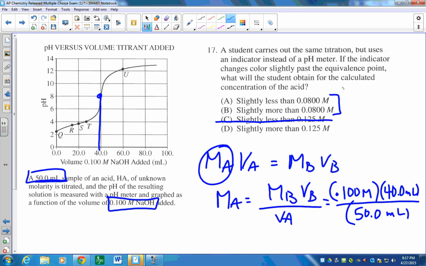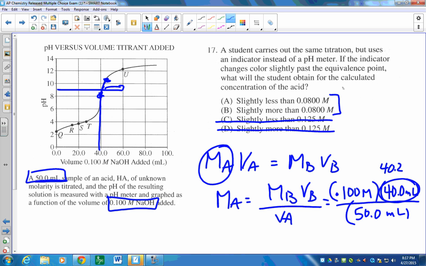So it has to be one of these two answers. Now, here's why you got to understand the slightly more, slightly less. When you do an endpoint with color, you have to overshoot the endpoint by just a couple drops to get up, like phenolphthalein doesn't turn purple till it's above 9. And so what happens is you actually get a little bit more than the equivalence point. So this volume might not be 40 mils, it might be something like 40.2 mils because you have to overshoot the equivalence point to get to the endpoint to get the color change.